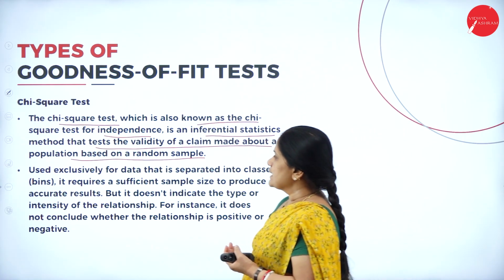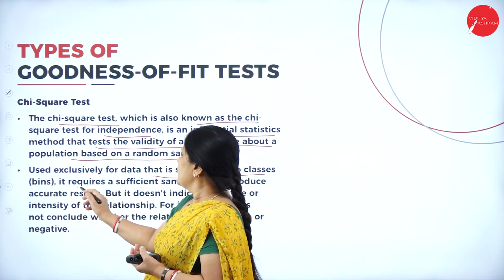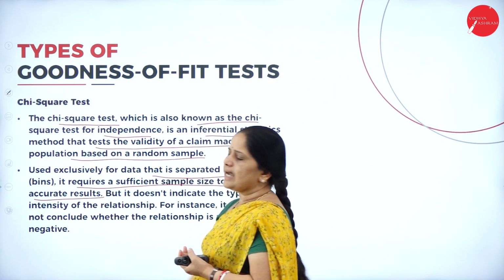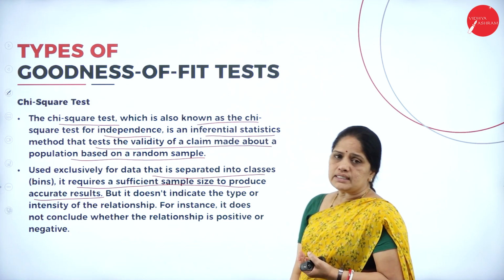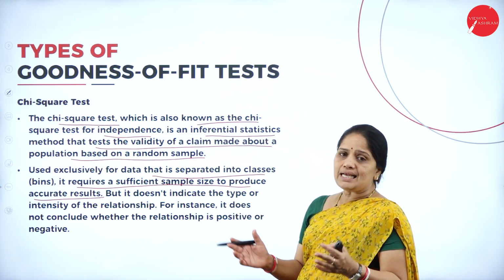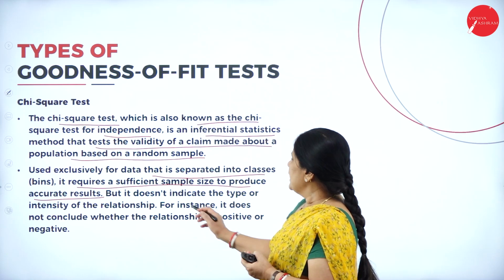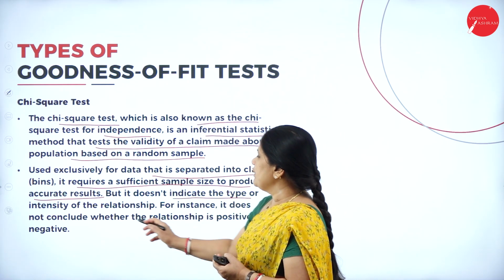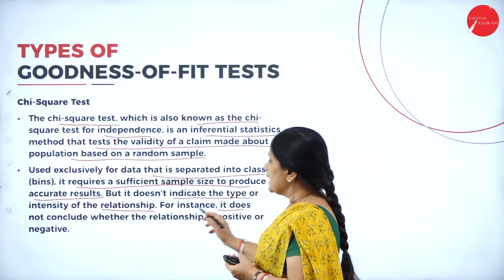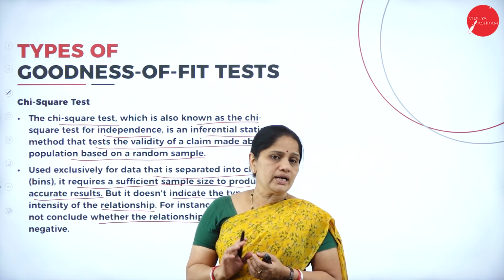It is used exclusively for data that is separated into classes, and it requires a sufficient sample size to produce an accurate result. The chi-square test requires a sufficiently large sample size to give good results, but it doesn't indicate the type or intensity of the relationship. For instance, it does not conclude whether the relationship is positive or negative.